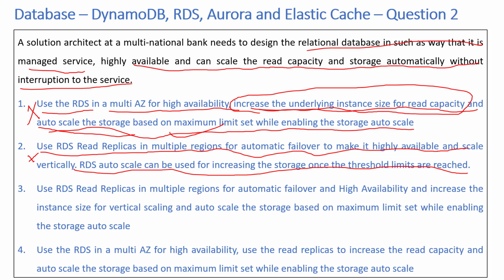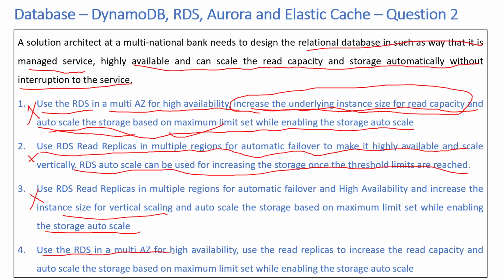Use RDS read replicas in multi-regions for automatic failover and high availability, and increase the instance size for vertical scaling and auto scale the storage maximum limit set while enabling the storage auto scale. So it's saying increase the instance size for vertical scaling. But if you increase the instance size for vertical scaling, there is going to be a service interruption. So this is not a very good option. Now let's look at the last one.